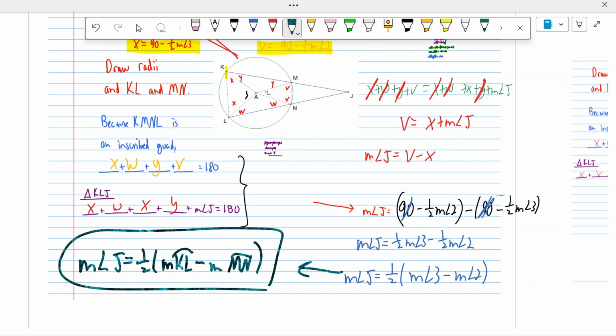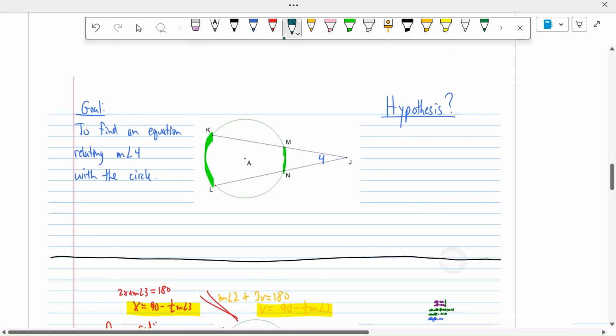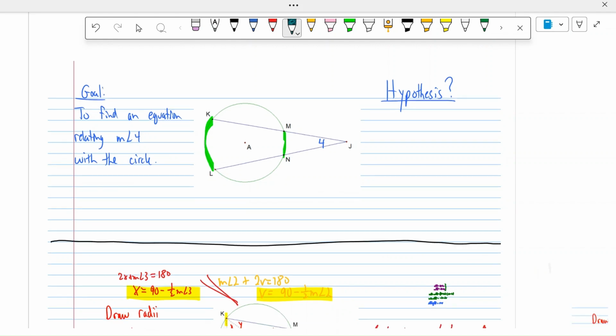Oof, that's a doozy. In other words, up here, this angle 4, angle J, is equal to 1/2 of the big green arc angle minus the small green arc angle. The measurement of arc angle KL minus the measurement of arc angle MN, divided by 2, is equal to angle 4.